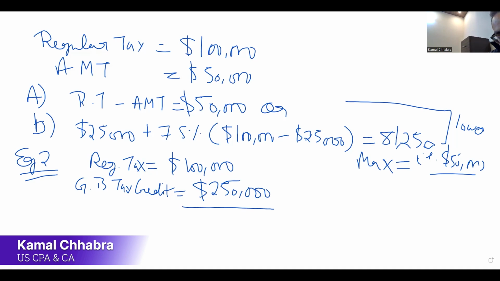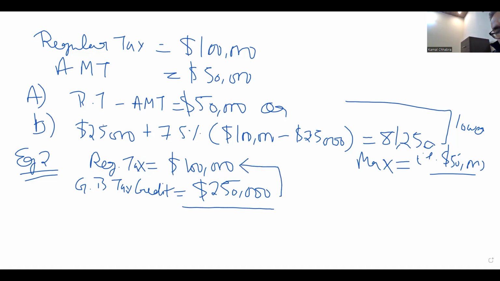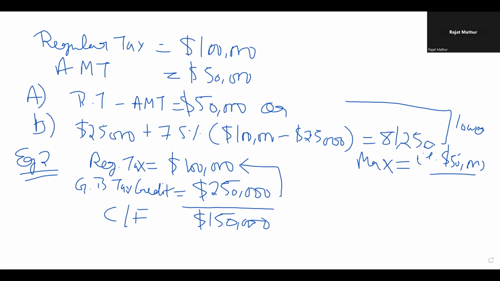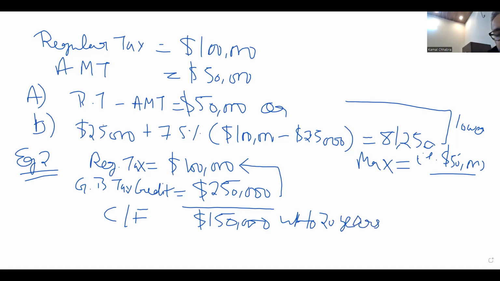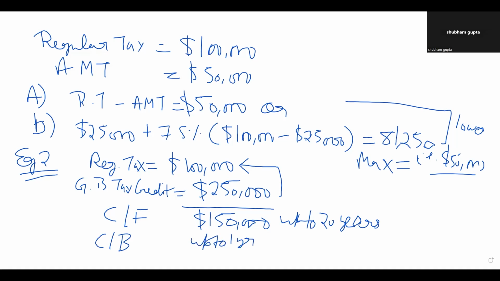So in this year, you can consume a maximum of how much? 100,000. So your carry forward will be $150,000. That means you have more tax credit than the tax liability payable by 150,000. Yes or no? Yes, everyone. So this you can carry forward up to 20 years, and you can carry back up to 1 year. Carry forward we all understand now.